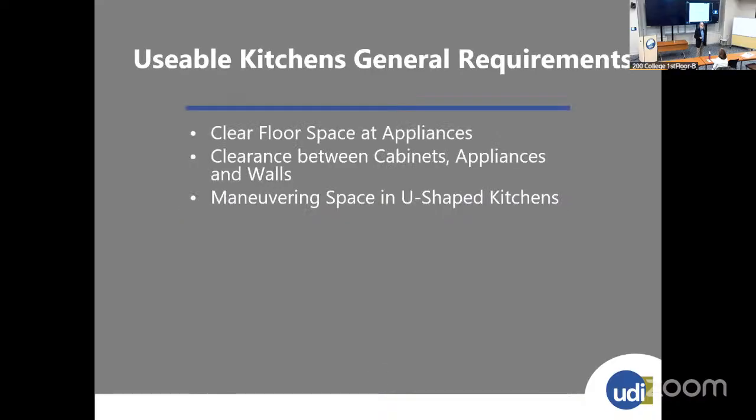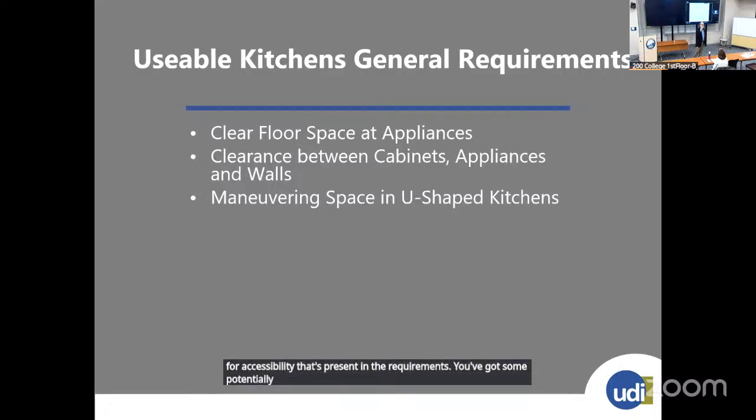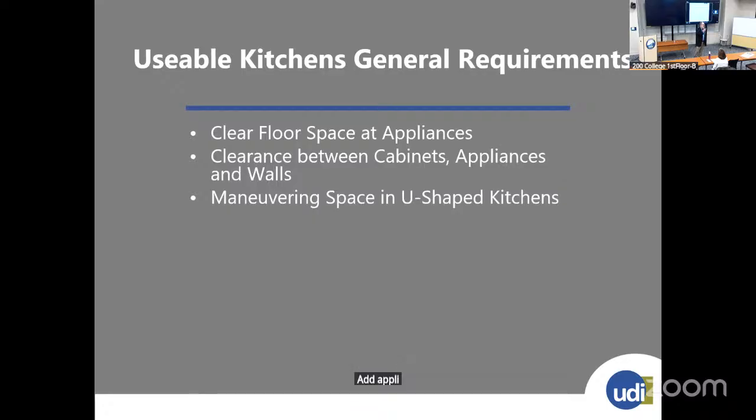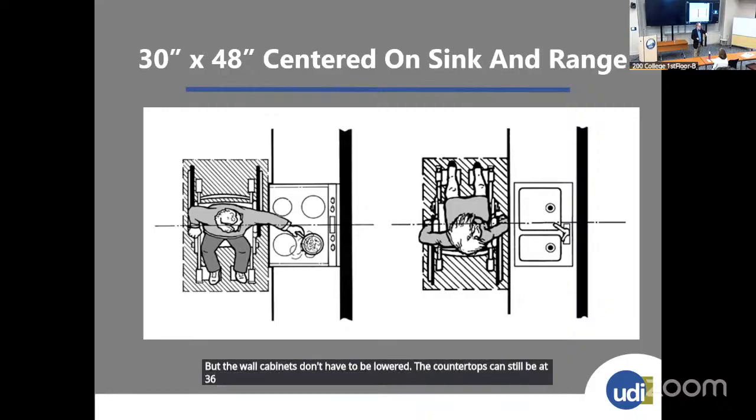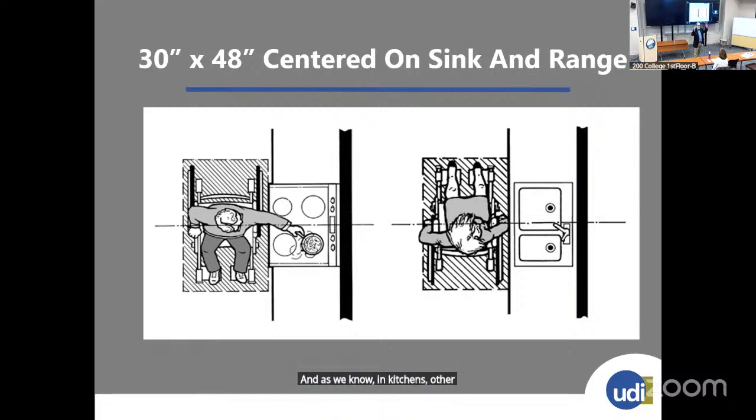So, to extend my thought earlier about the light touch for accessibility that's present in the requirements, you've got some potentially additional space at appliances between cabinet faces that are required there, and in terms of maneuvering room in U-shaped kitchens particularly. But the wall cabinets don't have to be lowered. The countertops can still be at 36 inches. Knee space is not required. And as we know in kitchens, it's pretty expensive to make those changes.